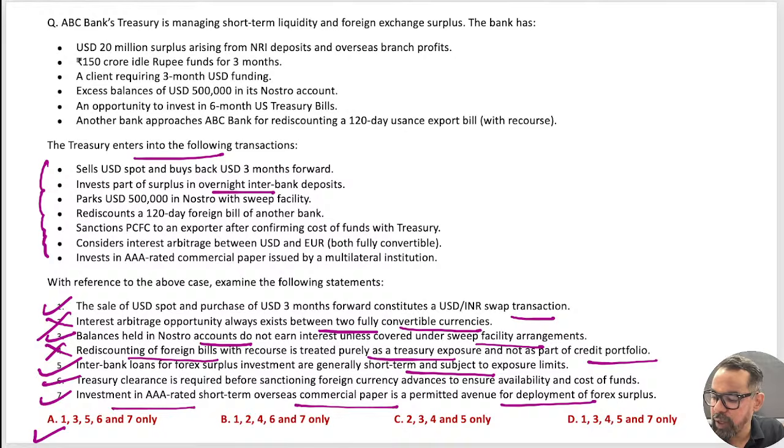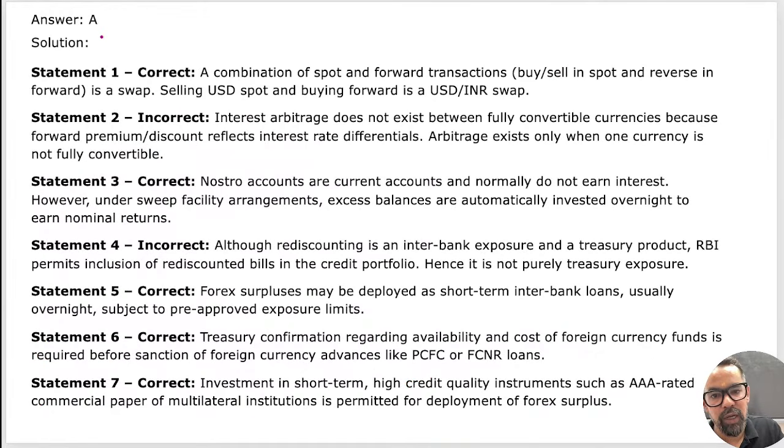13567 means option A only will be the right answer for this particular one. A will be the right answer for this particular one. Correct, guys? Next one.